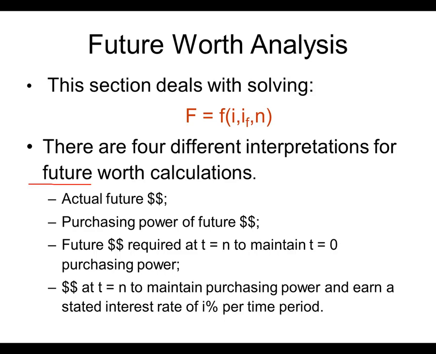First, using the actual future dollar. Second, using the purchasing power of the future dollars. The future dollar required at time t equal to n to maintain t equal to 0 purchasing power. The dollar at t equal n to maintain purchasing power and earn a stated interest rate of i% per time period.